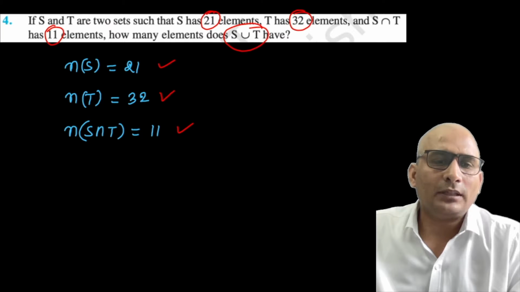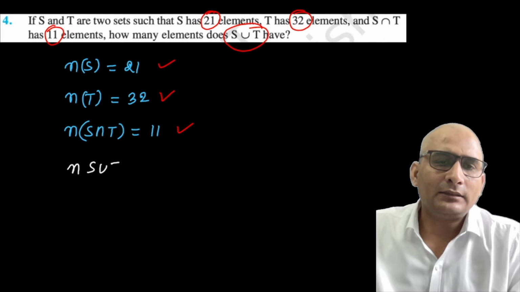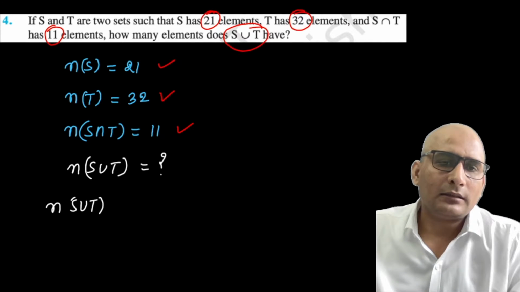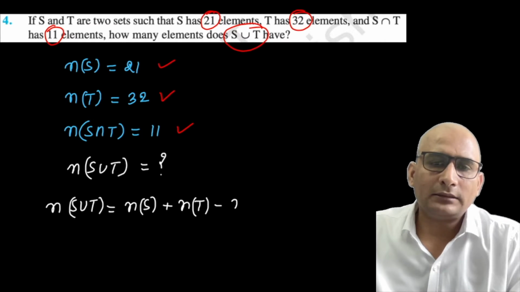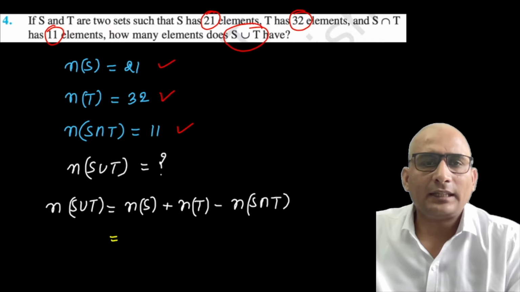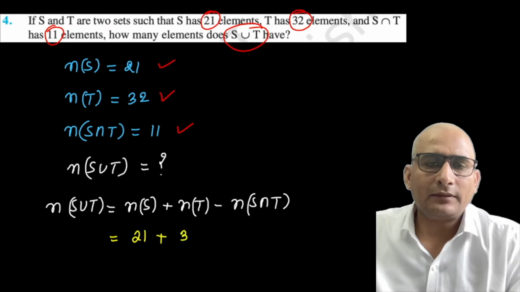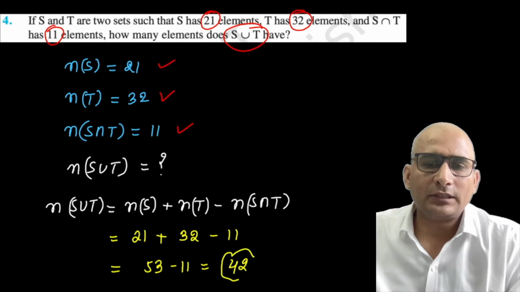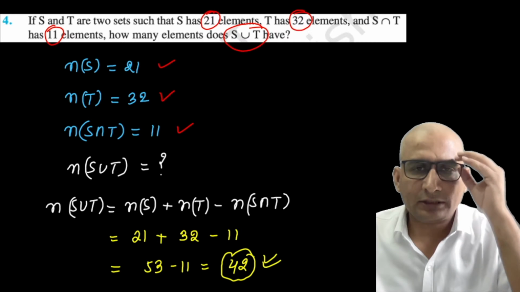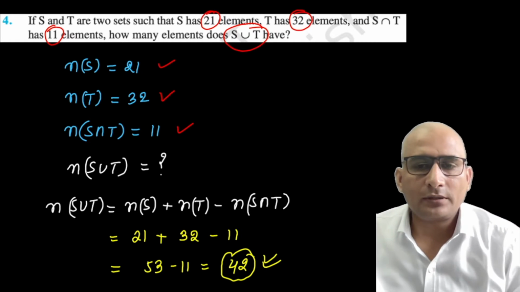And what we need to find? S union T. So let us apply the formula: n(S union T) is equal to n(S) plus n(T) minus the common elements, n(S intersection T). Now put the given values in this question. n(S) is given 21, n(T) is given 32, and it's given 11, right? So it comes out to be 53 minus 11. So 42 is the answer in this case. I hope this question is clear to you. Now let's move to the next question.